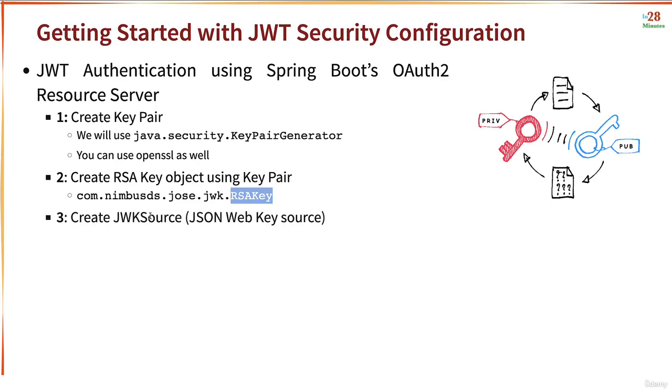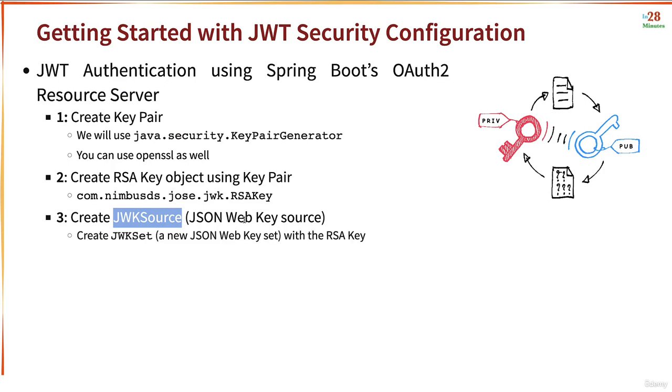The next thing is to create something called a JWK source. This is a JSON web key source. Typically, you can create a JWK set with multiple keys. What we'll do is we'll create a JWK set with just one key, which is the RSA key. And once we have the JWK set, we will create a JWK source using the JWK set.